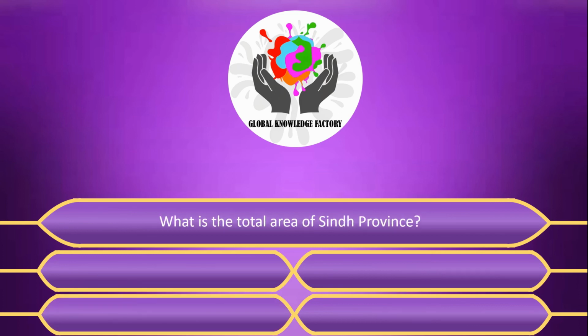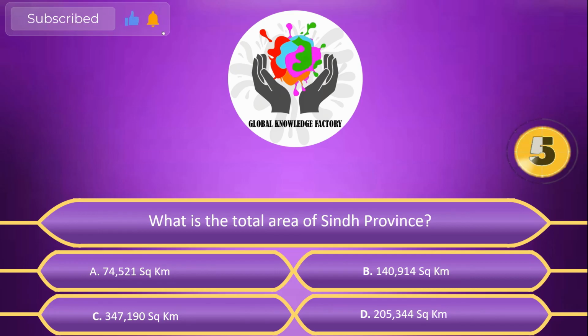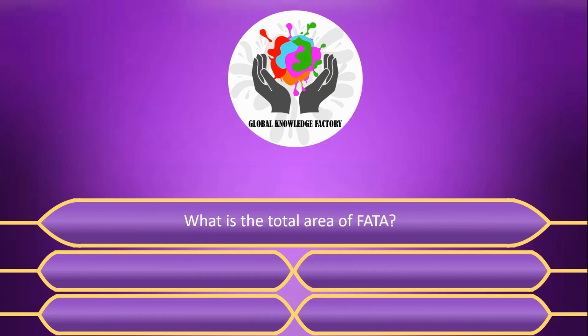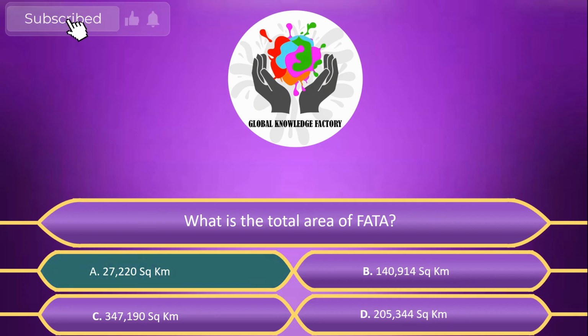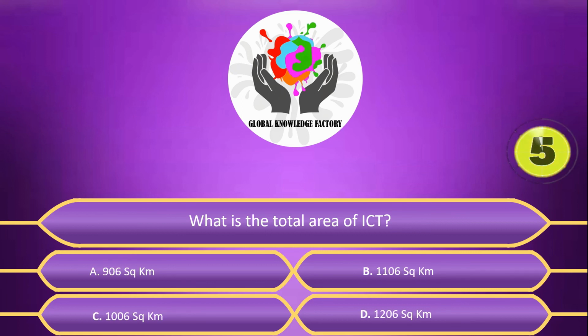347,190 square kilometers. What is the total area of Sindh province? Answer is 140,914 square kilometers. What is the total area of FATA? Answer is 27,220 square kilometers. What is the total area of ICT? Answer is 906 square kilometers.